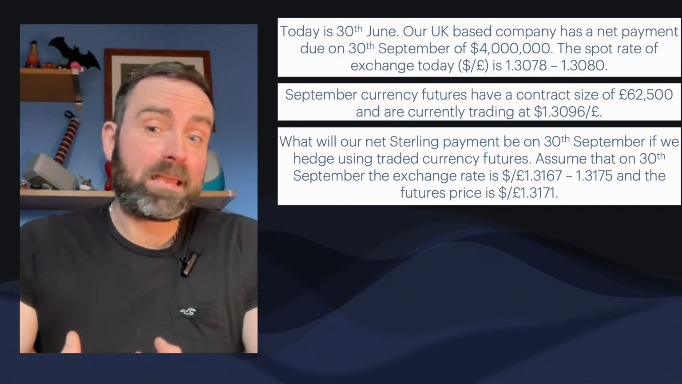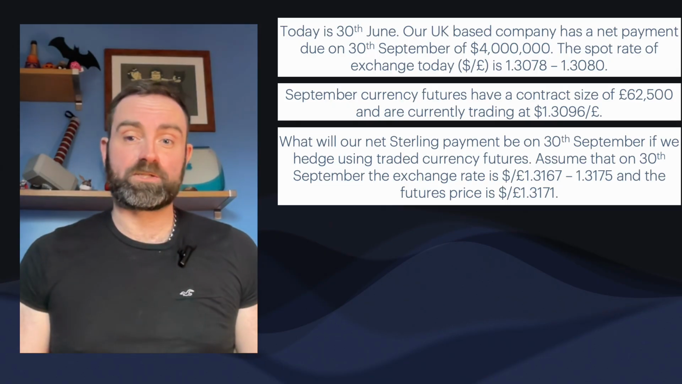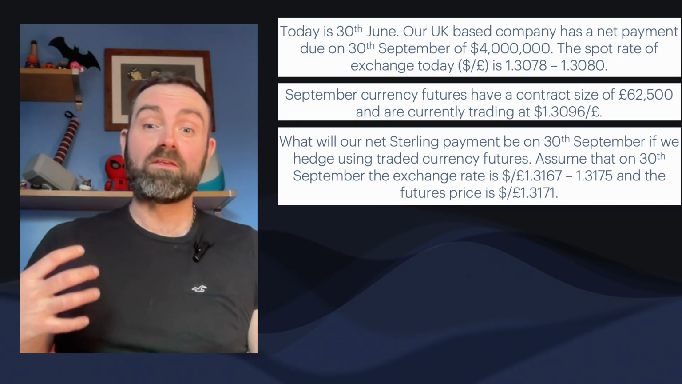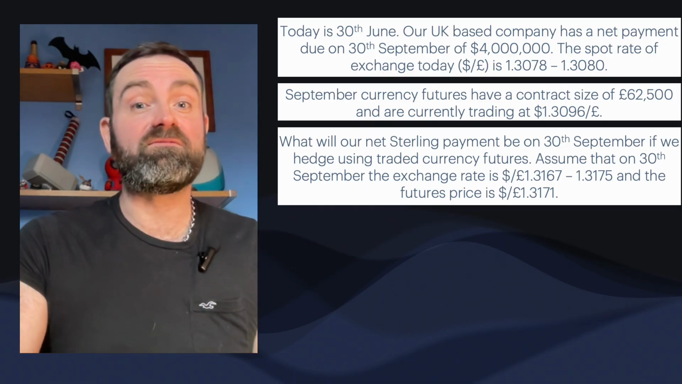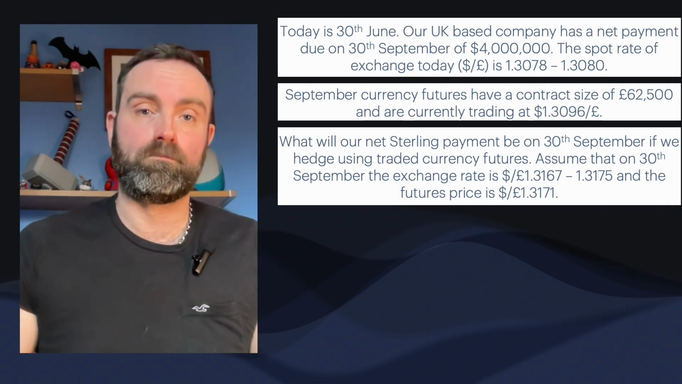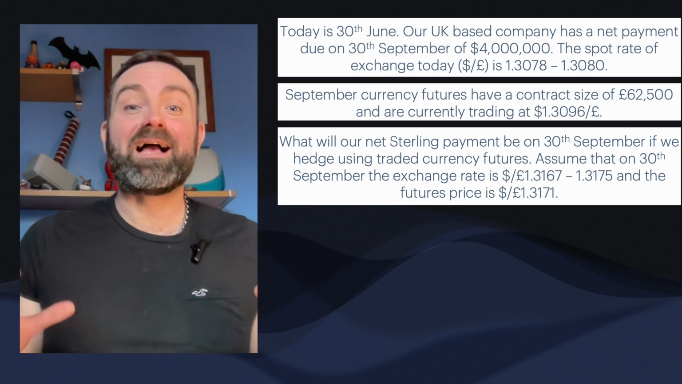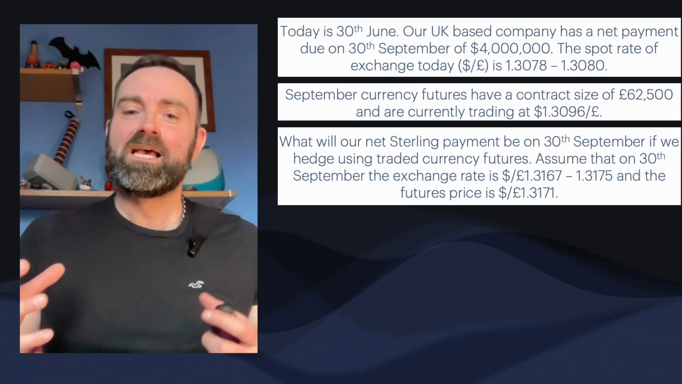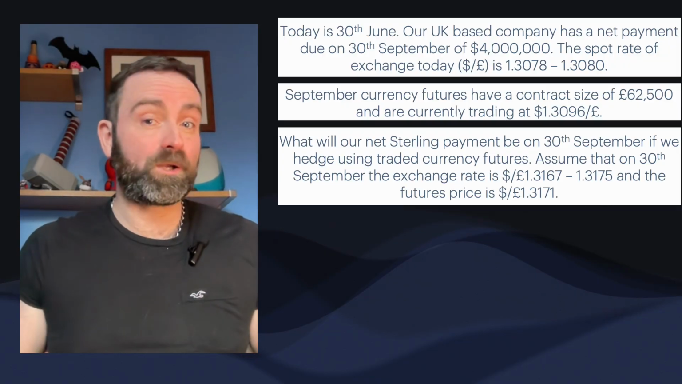What will our net sterling payment be on the 30th of September if we hedge using traded currency futures? Assume in 3 months' time, on the 30th of September, when we do the transaction, that the exchange rate is 131.67 to 131.75, and that the futures price has moved to 131.71. So, plenty of information to be starting with, and it's easy to feel a bit daunted by all these figures and rates and dates. But if we tackle this logically and follow the steps, we can get it to work.